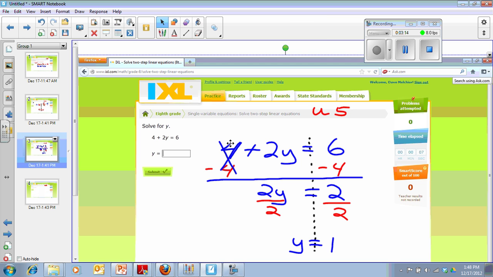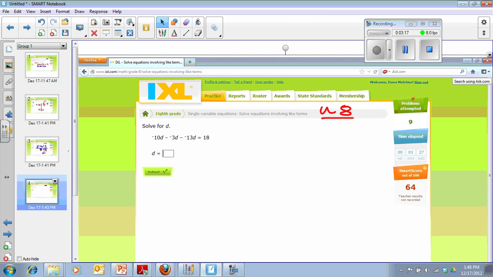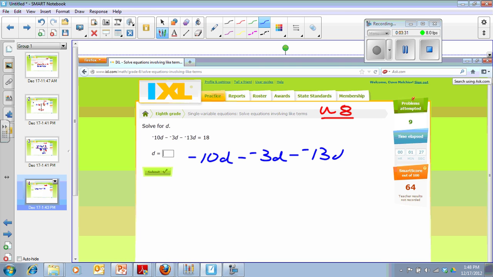And my last example would be off of U8. Now here I have quite a lengthy problem. I have a negative 10d minus a negative 3d minus a negative 13d, and all of this equals 18. And of course, the first thing I want to do, I'm not going to change what I'm doing here. I'm going to go ahead and put my dotted line down here and just see if I can figure this out. It looks to me like I can put a lot of things together. I can put a negative 10d, and this term right here, and this term right here.